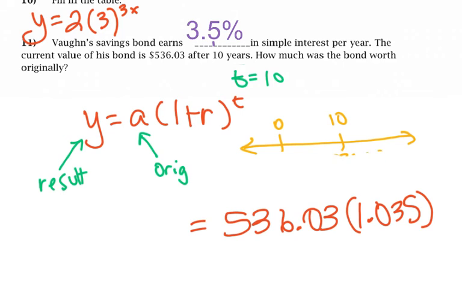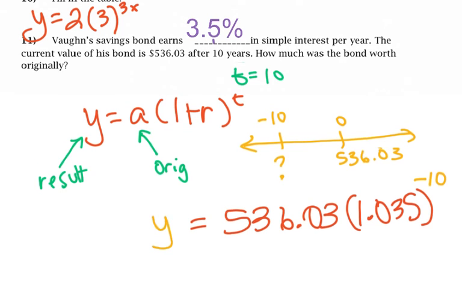If I change my perspective on the time, and I say right now, after 10 years have happened, I currently have $536.03, then what was this time back here? I had an unknown amount, and it was 10 years ago, so on a number line, that's going to be at -10. So if I do -10, what will that give me?